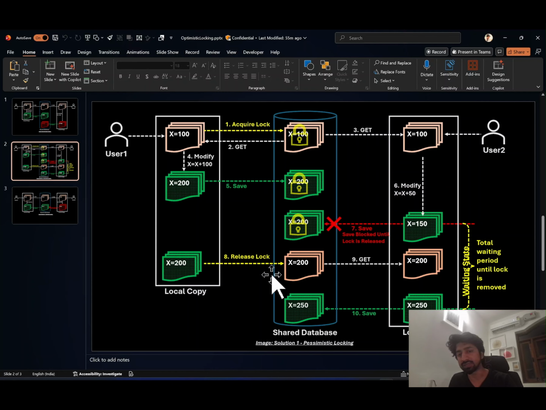and then it saves that record back to the database. So now what happens here is, user 2 is not corrupting the database because there was a write lock applied by user 1, and user 2 is actually updating the correct record here.